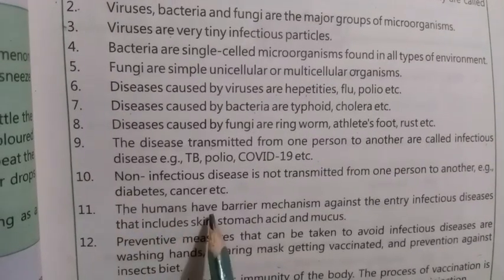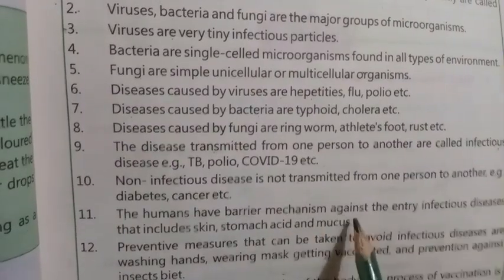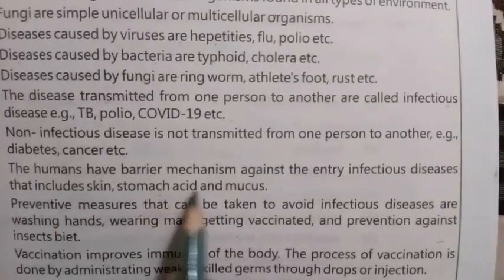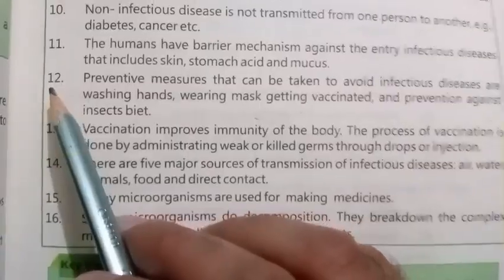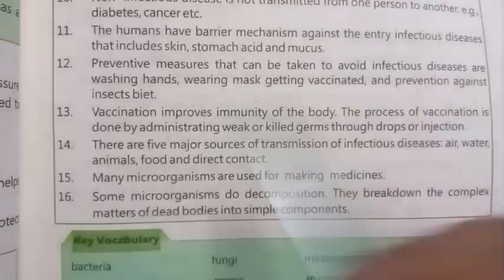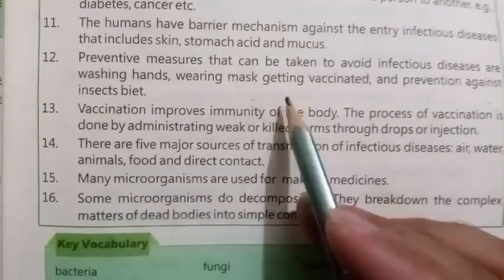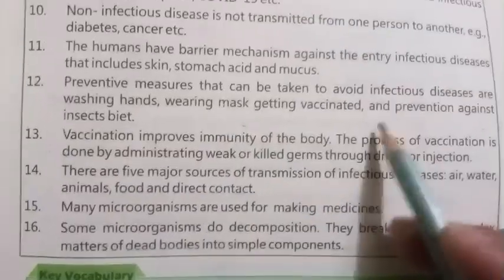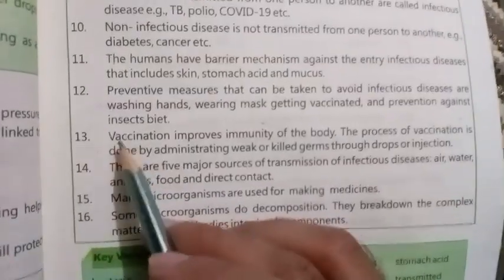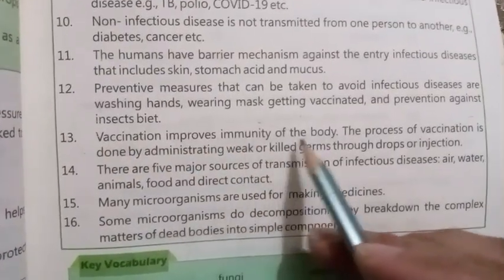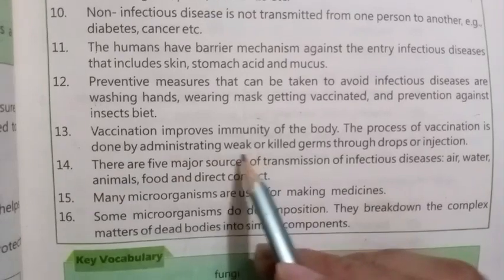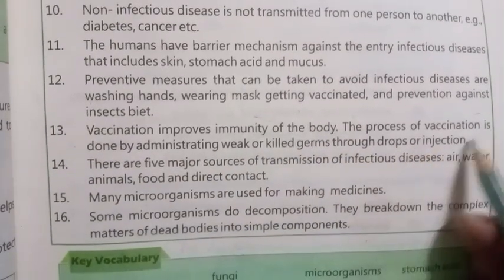Number 11. Humans have barrier mechanisms against the entry of infectious diseases that include skin, stomach acid, and mucus. Number 12. Preventive measures that can be taken to avoid infectious diseases are washing hands, wearing masks, getting vaccinated, and prevention against insect bites. Number 13. Vaccination improves immunity of the body. The process of vaccination is done by administering weak or killed germs through drops or injection.